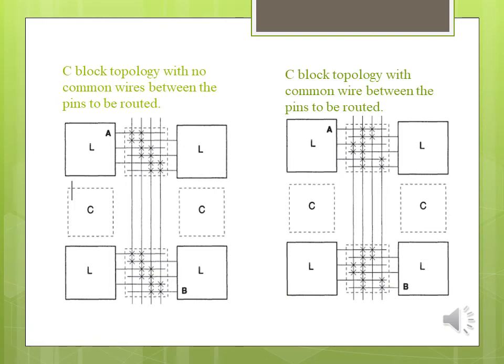Consider the C block topology with no common wires between the pins to be routed. One connection from pin A to pin B in this example must be routed. Each logic block has 3 pins on a side and there are 4 tracks per routing channel. There is no common wire that can be reached by both pin A and pin B. So, it is not possible to route the connection with topology 1.